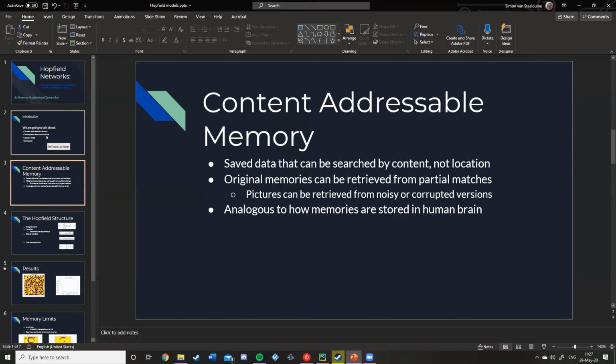All right. So in a computer, there are essentially two ways of saving information. You can save it with random access memory, which is based on the location where it's stored, and then to retrieve the memories, you have to know the exact location where it is. Whereas with content addressable memory, it's information that is saved by the content, and you can actually search it up and retrieve the original memories with partial matches.